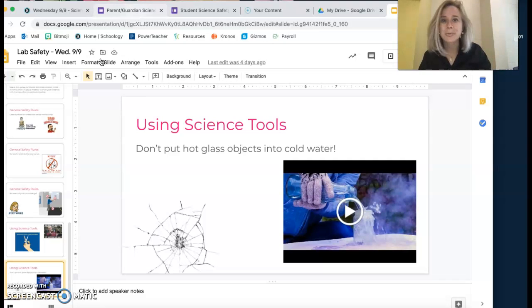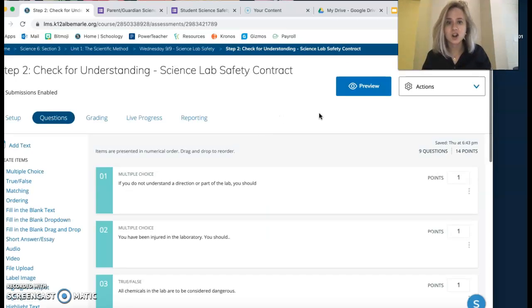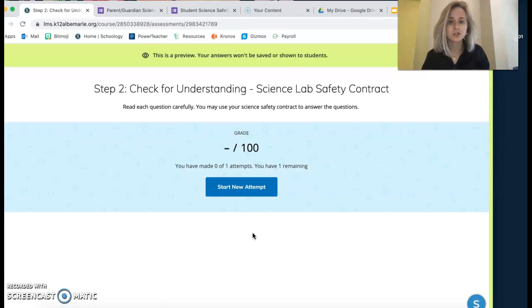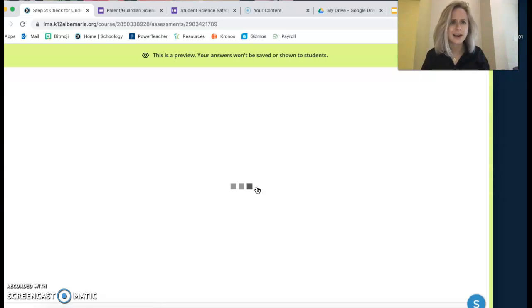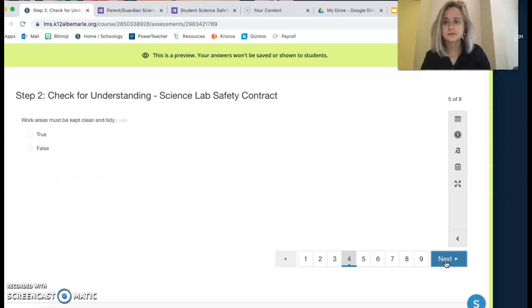Okay, so this is your next step. Here's step 2. The first step was to read the contract, sign the contract, get a parent or guardian to sign the contract, and then there's a check for understanding. You may use your science contract to answer these questions. So we're going to click into this and let's talk about it. This is what it'll look like on your screen. You have one attempt to answer this, so that just means you can't go back in and change your answers.